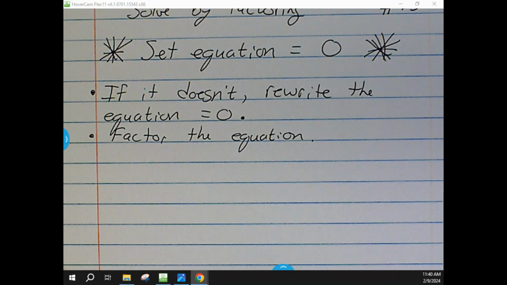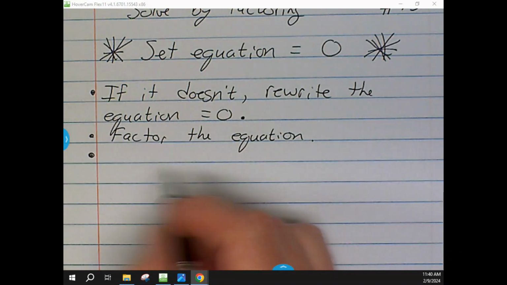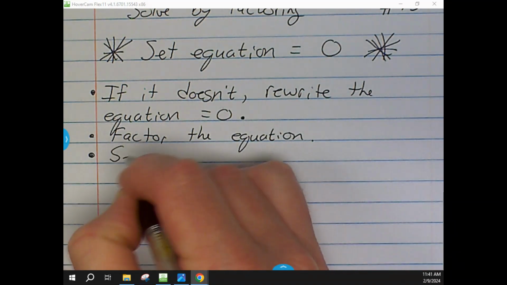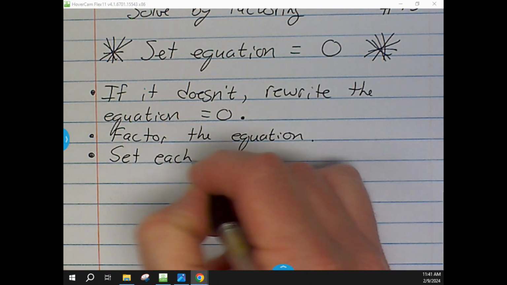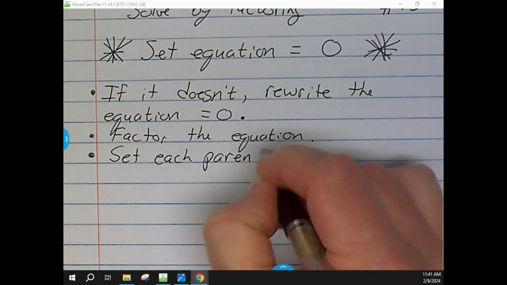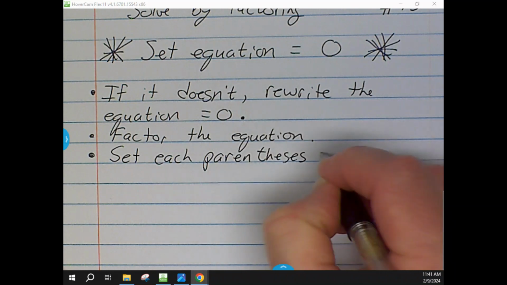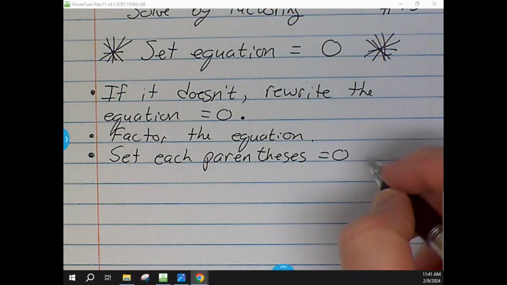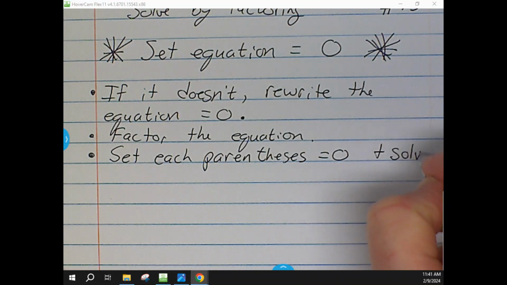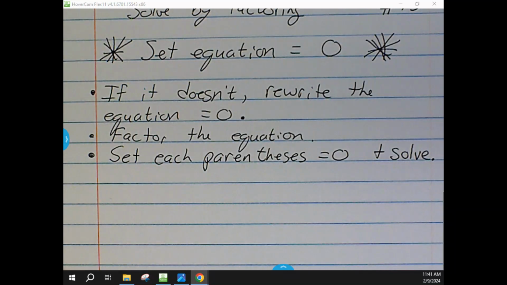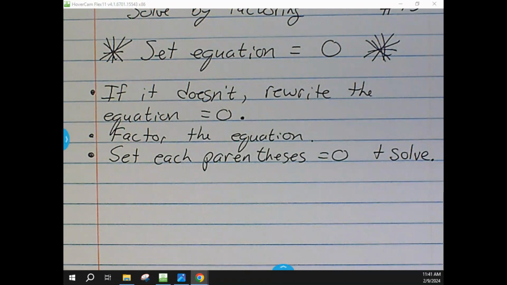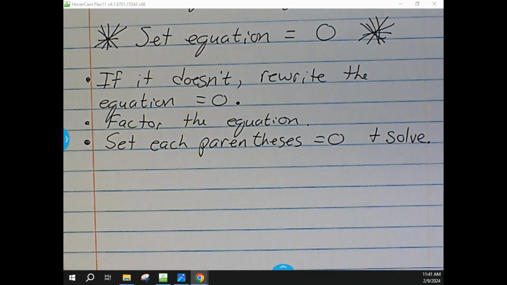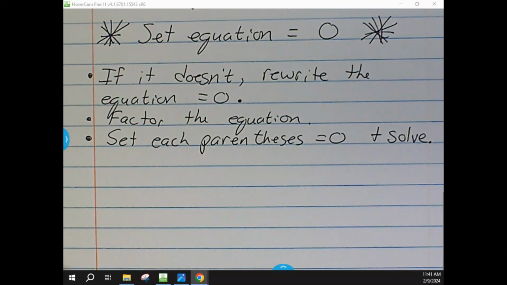And then here's where we're going to go one extra step. Once we've got these parentheses, we're going to set each parentheses equal to 0. And after we do that, we're going to solve. The solving will be really easy. It's going to be maybe a 1, maybe a 2-step problem at most as you go through these. So the solving part, when we get to the end on this one, it's not going to be hard at all.